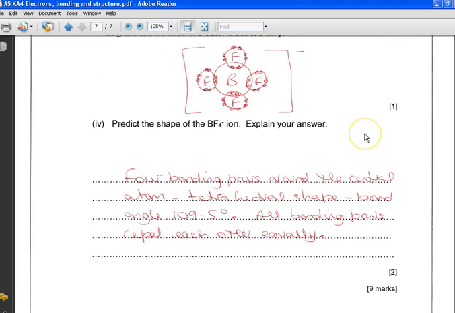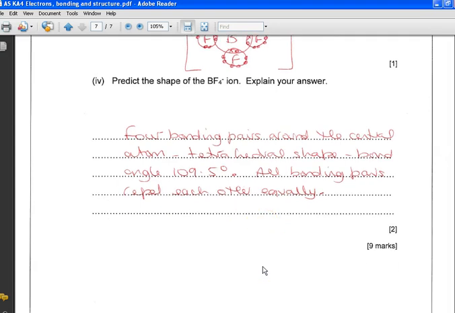And then we're just asked about the shape. So we've got 4 bonding pairs around the central atom. So it will take up a straightforward tetrahedral shape. There are no lone pairs. And all bonding pairs repel each other equally. Again, to get that extra mark, you needed to say that.